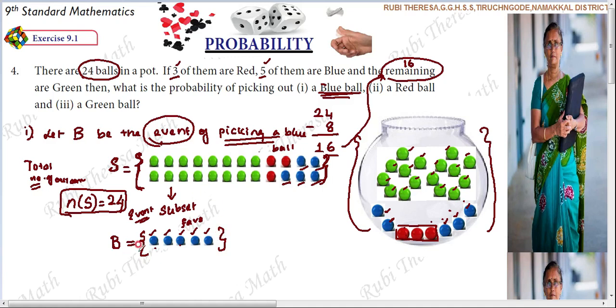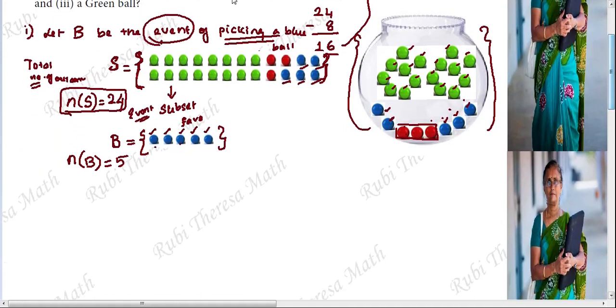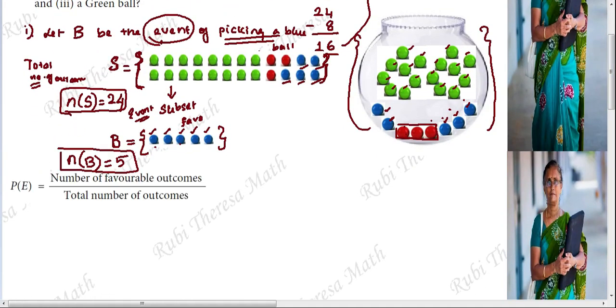நமக்கு இப்படியே இருந்தா பத்தாது, we have to write the cardinality. Number of favorable outcomes. வெறும் favorable outcomes எதுன்னு தெரிஞ்சா பத்தாது, we have to know the count. So n of B என்னன்னு பாத்தீங்கன்னா n of B equals 5. 1, 2, 3, 4, 5 favorable outcomes out of 24 total outcomes. So நம்மளோட probability formula தெரியும்ல? So probability formula என்ன வரும்? Number of favorable outcomes by total number of outcomes.